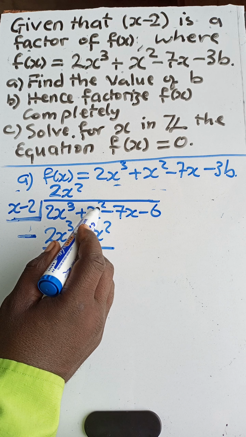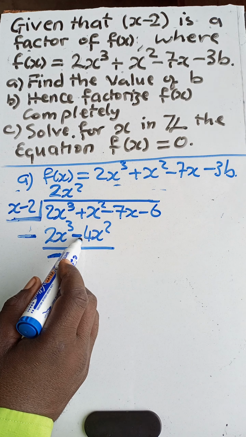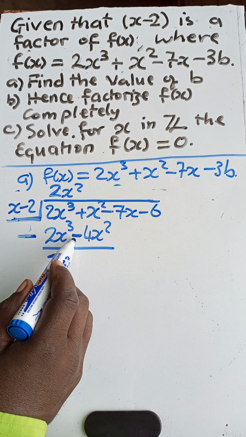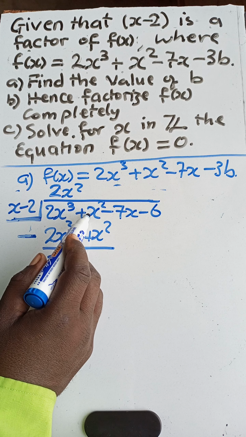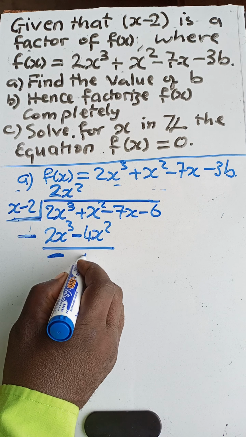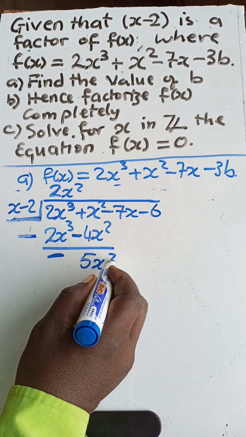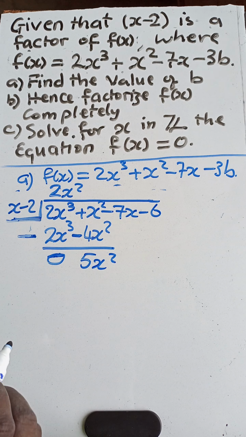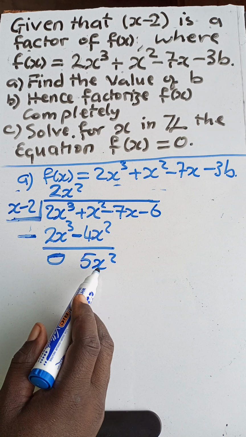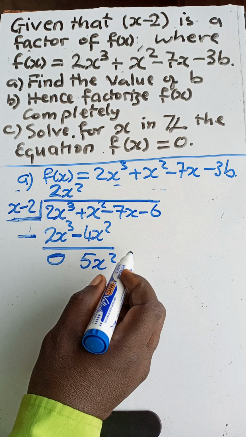Then we'll come over here: x squared, minus minus gives plus. So 1x squared plus 4x squared gives us 5x squared. Okay, this is 0, it's not negative, right? So we'll have 5x squared, and we'll bring down negative 7x.